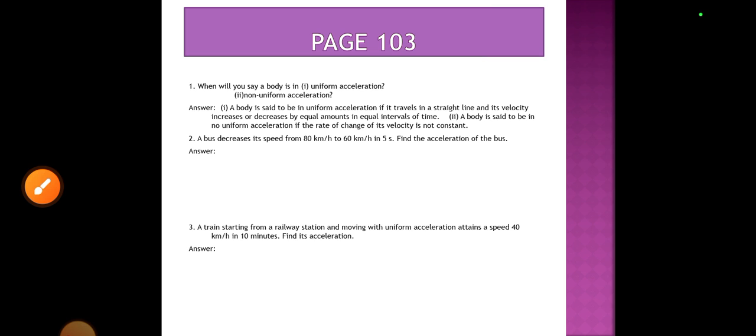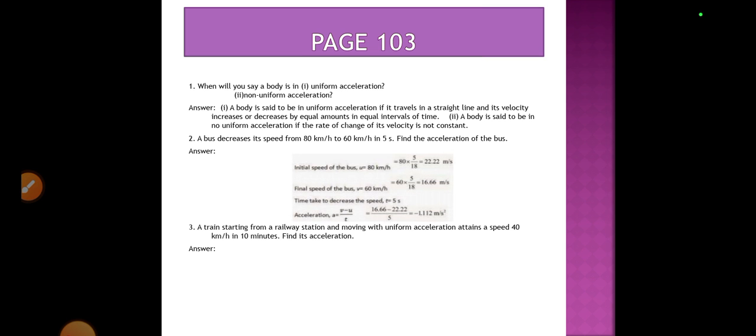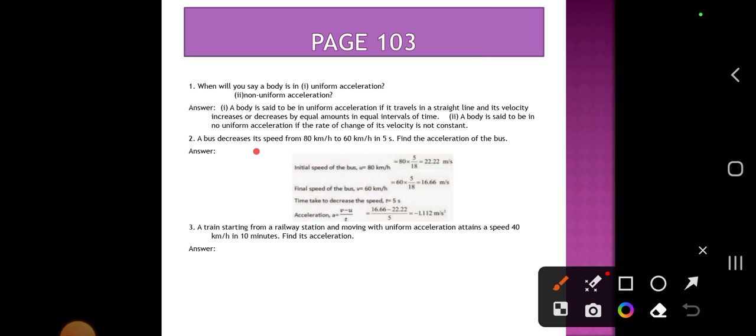Next question. A bus decreases its speed from 80 km per hour to 60 km per hour in 5 seconds. Find the acceleration of the bus. So first, it is given here that the bus decreases its speed from 80 km/h to 60 km/h in 5 seconds.